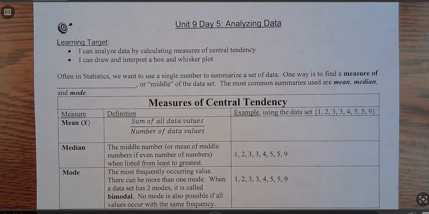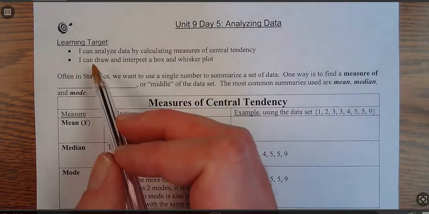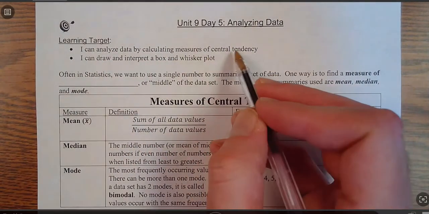All right, so today, this is day 5, we're going to switch gears a little bit. We're going to analyze data, which means we're going to collect data and try to summarize it using different measurements. So our learning target: I can analyze data by calculating measures of central tendency.